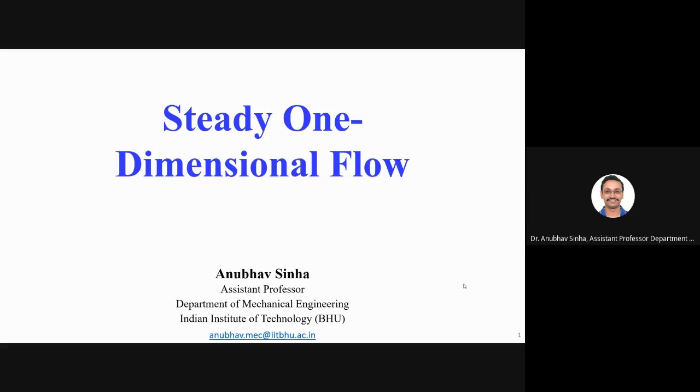Now we'll go into some practical or application point. We'll start step by step. The simplest flow configuration will be a one-dimensional flow, and that too steady. So that is what we are going to talk about in this chapter.